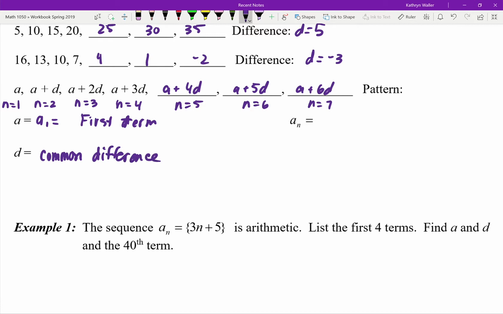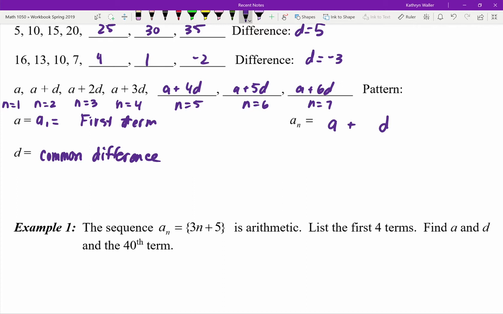So let's come up with a formula for the nth term. Look at that sequence. Every term has an A. So I'm going to go A plus, and then it has some kind of a D. Now look at this. If n is a 1, there is no D. If n is a 2, there's 1 D. 3 is a 2D, 4 is a 3D, 5 is a 4D, etc., etc. So the D gets multiplied by, somebody tell me.